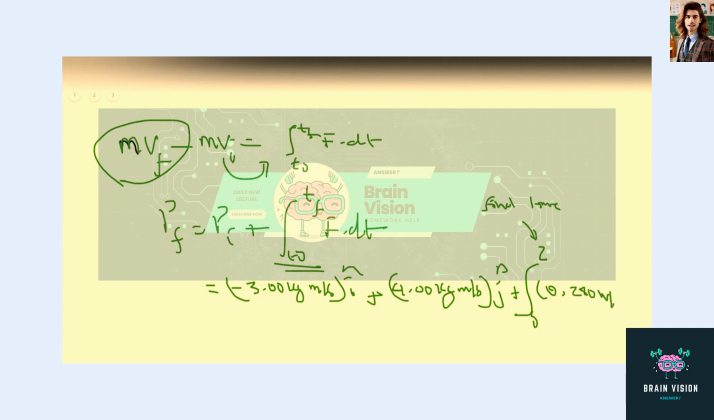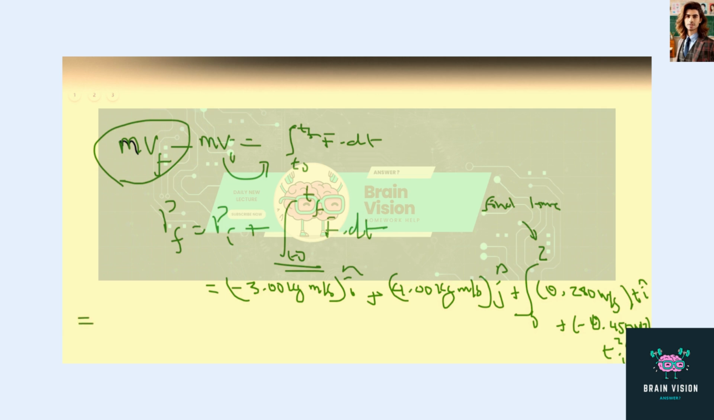And then we have to plug in the force, which happens to be 0.280 Newton per second t I hat plus negative 0.450 Newton per second squared, this is t squared j hat dt, because we're doing the integral with respect to time.